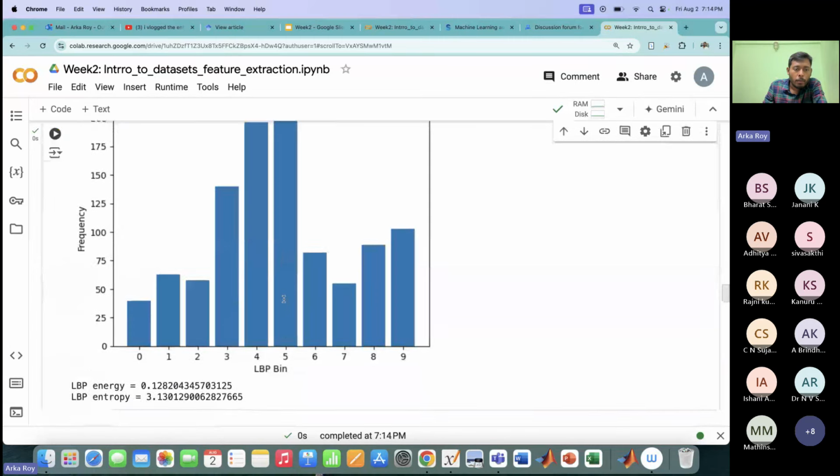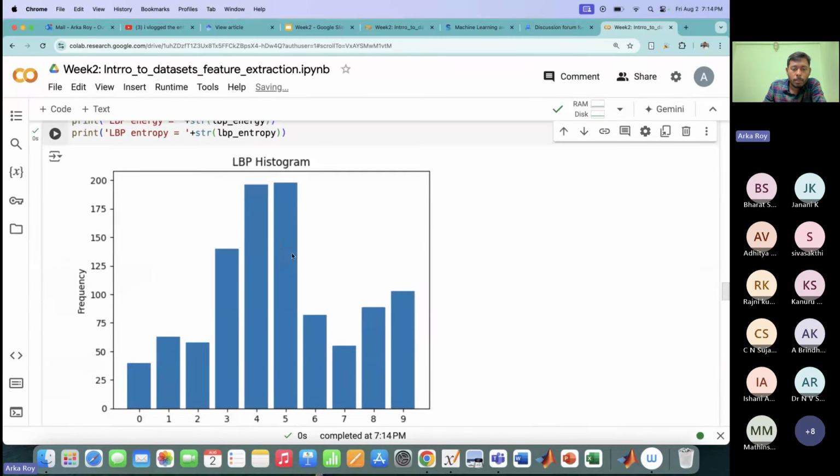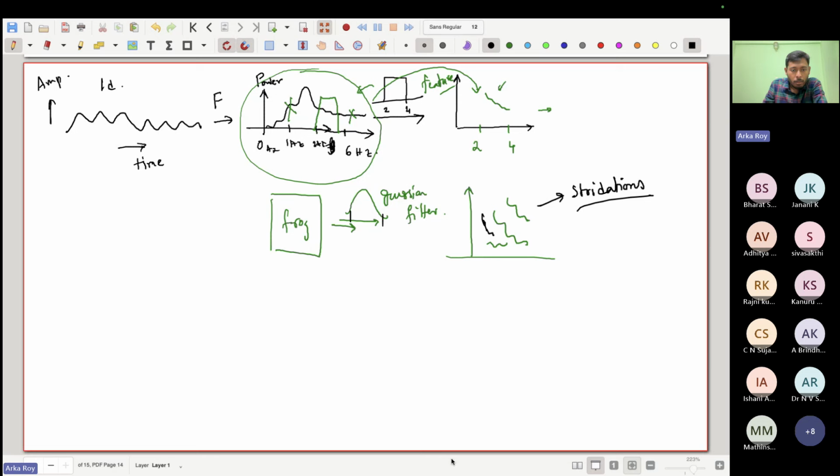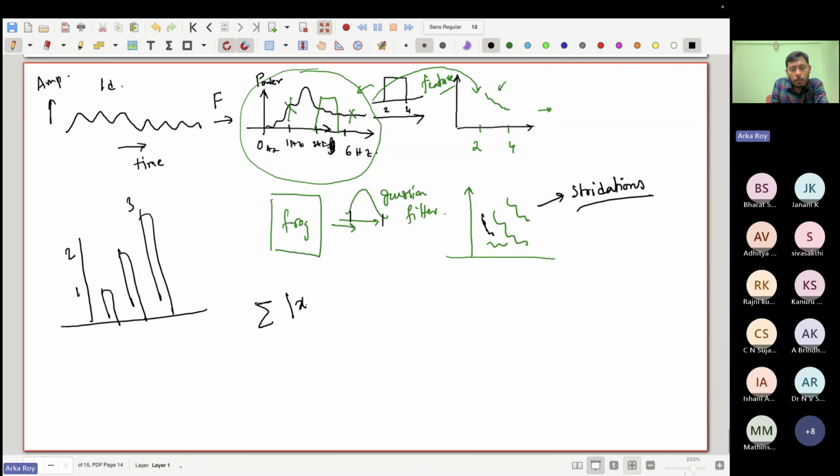So this is what the histogram basically looks like. From this histogram, we can calculate energy. Energy basically means, if this is the histogram and these are the values, let's say 1, 2, 3, like that, what you can do is take the summation of x of n square. So it is basically 1 square plus 2 square plus 3 square, like that. This is called the energy feature.